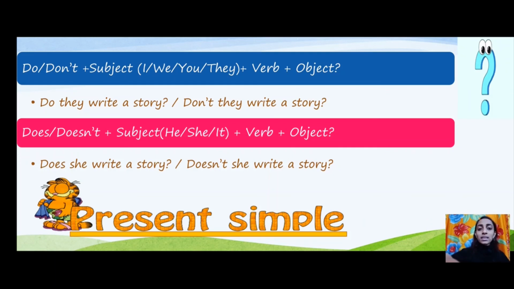Fine. Now let us see the structure of the interrogative sentences. Do or don't plus plural subject plus verb plus object. Do they write a story? And the negative interrogative sentence will be don't they write a story? Now let us talk about the singular subjects. Does or doesn't plus subject plus verb plus object. Example, does she write a story? Doesn't she write a story?